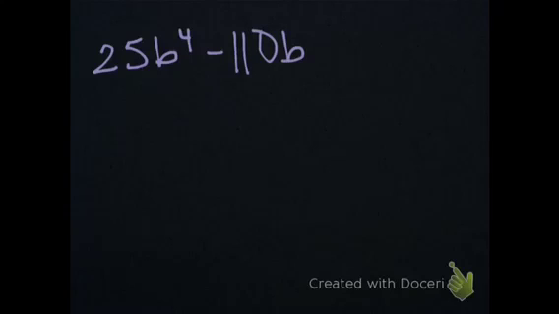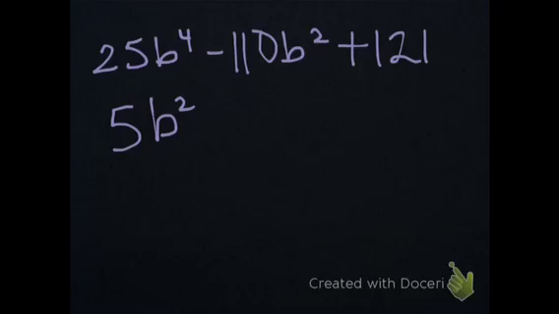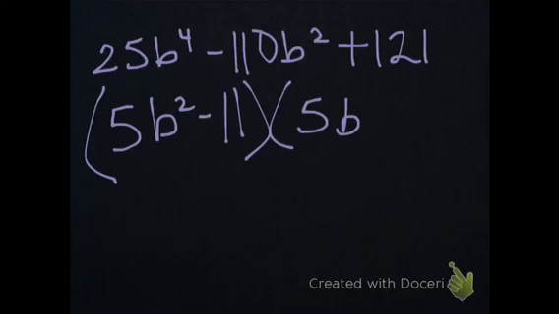For our next problem, we will be doing 25b to the 4th power subtract 110b to the 2nd power plus 121. We see that 25 is the square root of 5. B to the 4th power can be simplified to b to the 2nd power. You need to have a subtraction sign, and 121, if you take the square root of that, it would get you 11. So you need to times this by another 5b squared subtract 11.